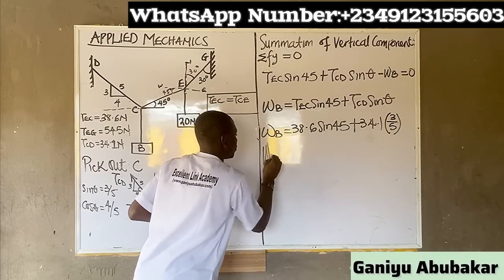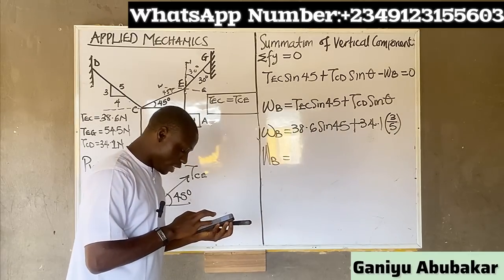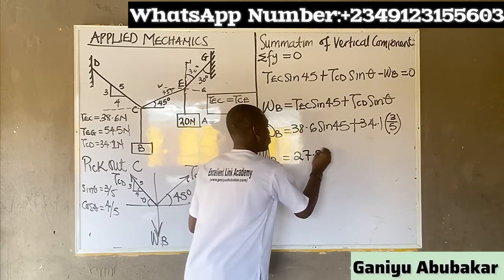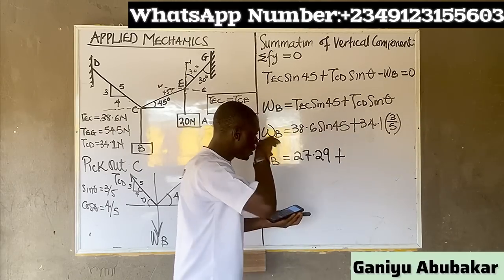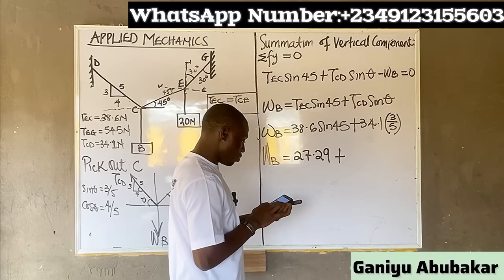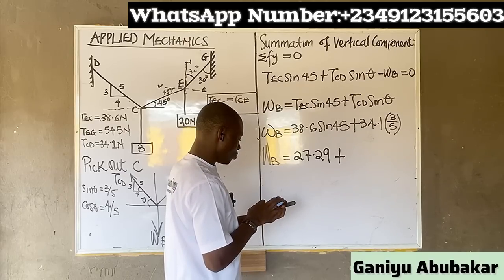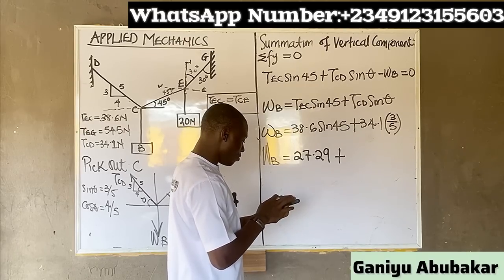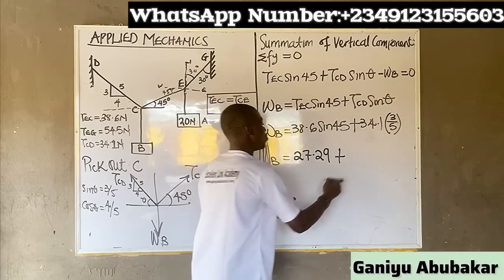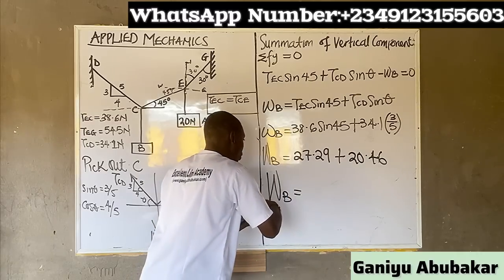WB will be equal to, if I punch the calculator, let's see what we get here. 38.6 sine 45 gives you 27.29, plus 34.1 in a bracket, into 3 over 5. This one gives you 20.46.